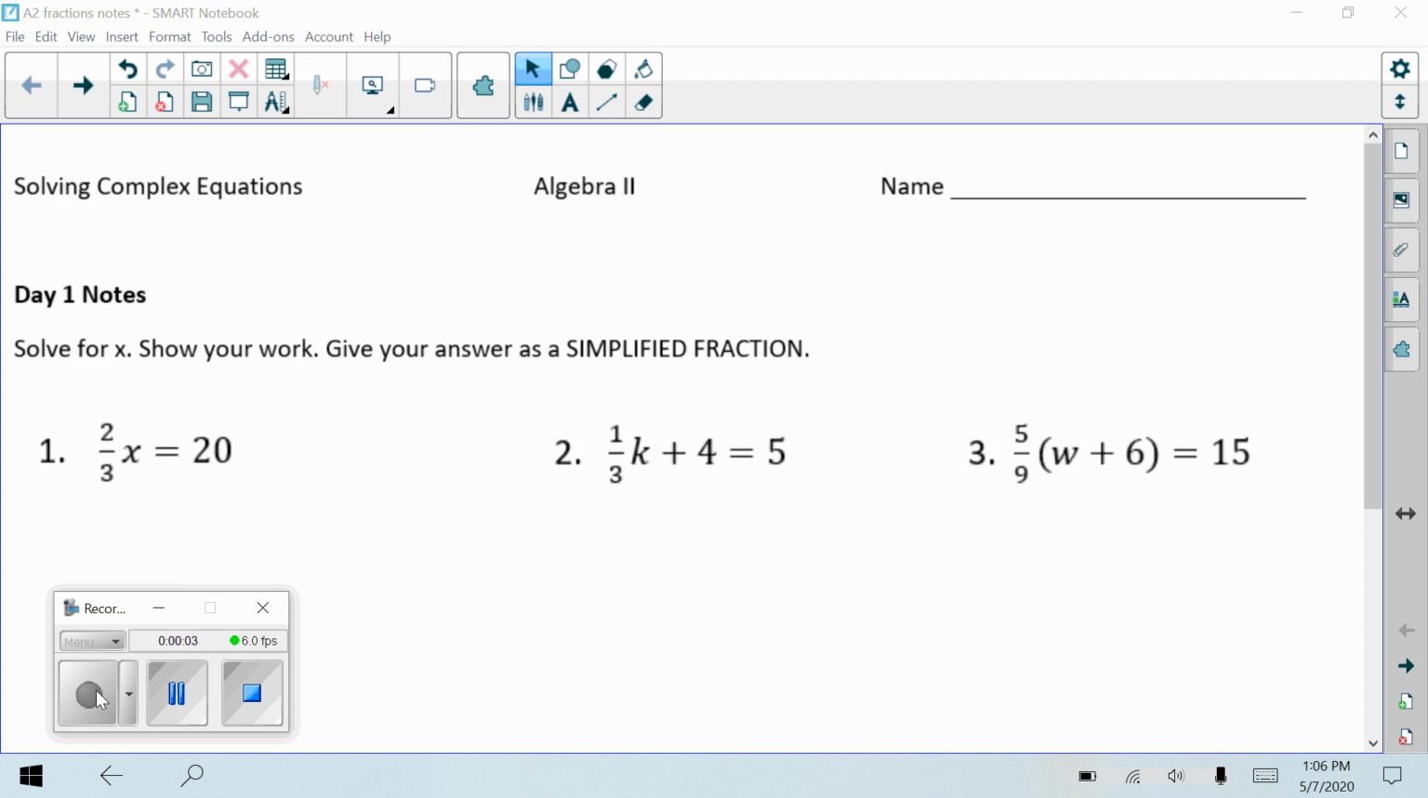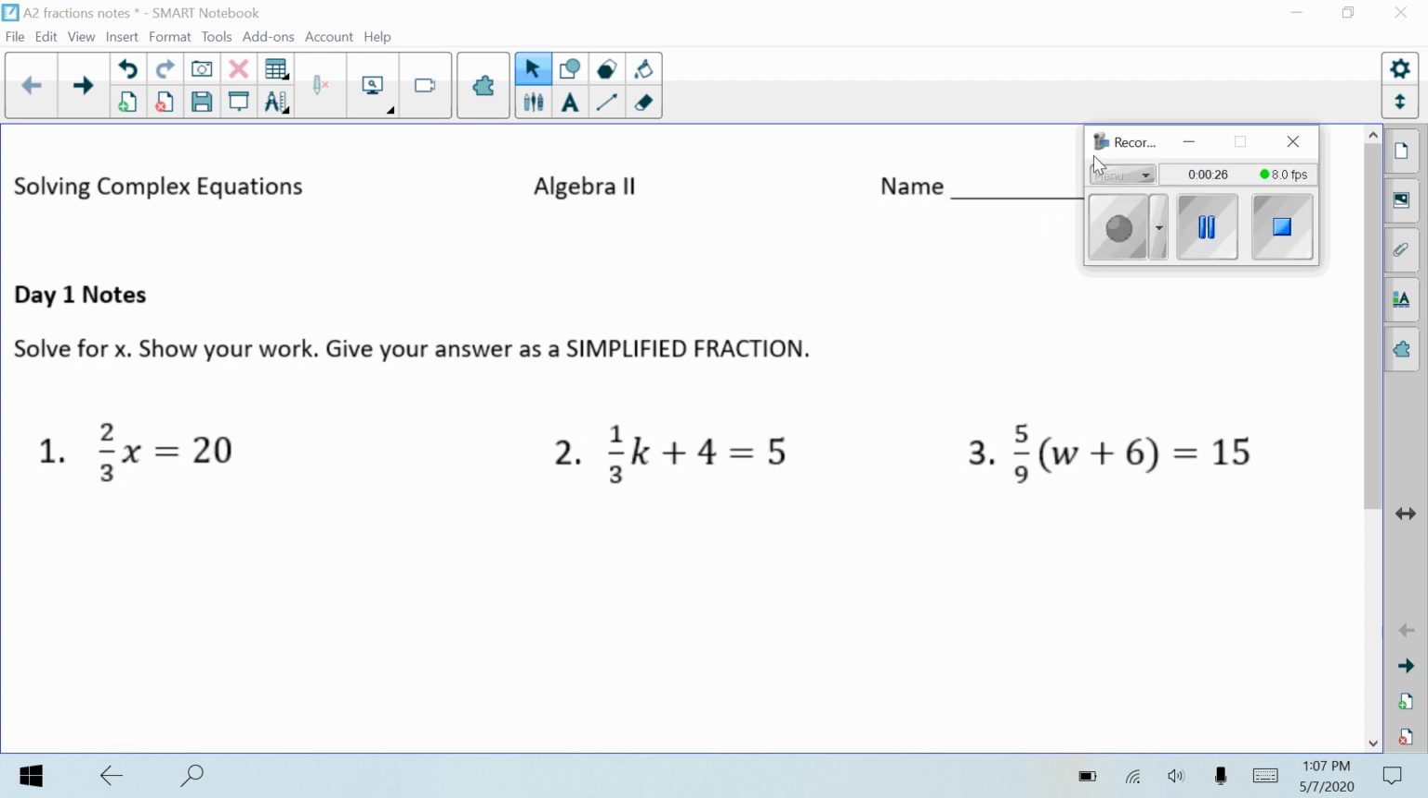Hey guys, this week we're going to be doing some equation work, specifically with some fractions. We know that fractions sometimes confuse people, sometimes it's the calculator, so we just want to work on that. You can see there's 9 questions. Each day has 9 questions for notes and 9 questions for homework, and then there'll be a quiz on Friday. So let's go ahead and get started.